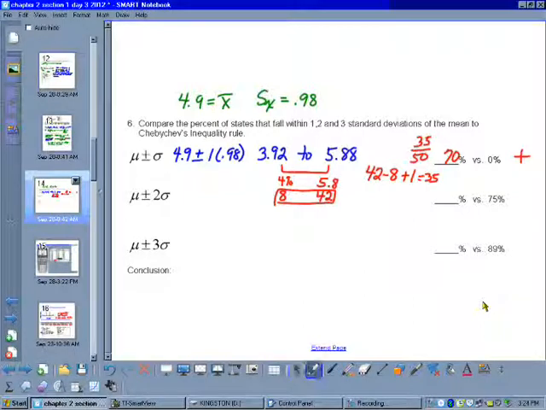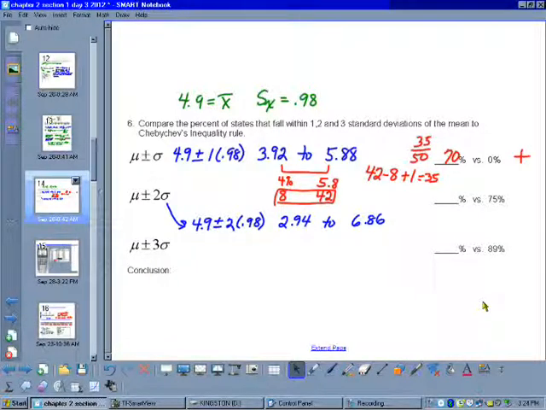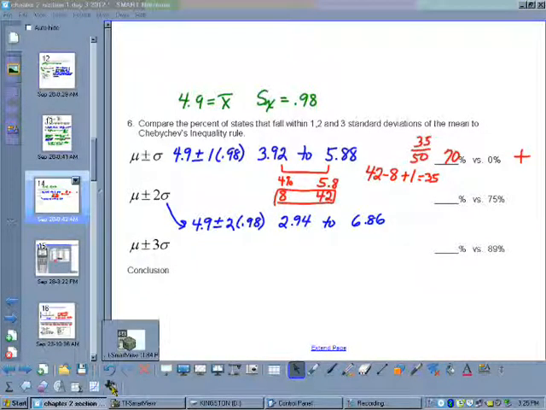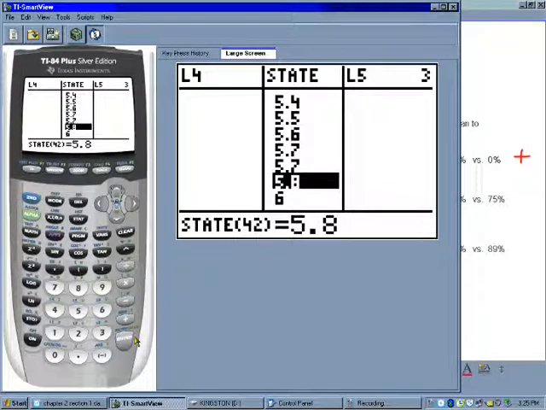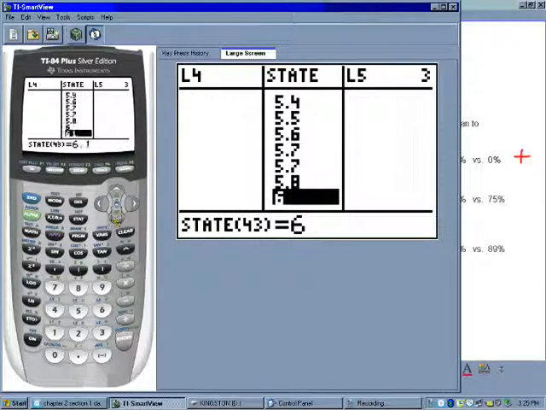I'm now going to do plus or minus 2 standard deviations, and we'll have to put the arithmetic down here. 4.9 plus or minus 2 standard deviations, and that gives us 2.94 to an unemployment rate of 6.86. So I'll go look up those positions. Let's do the 6.86 first because we're already up at this end of the data.